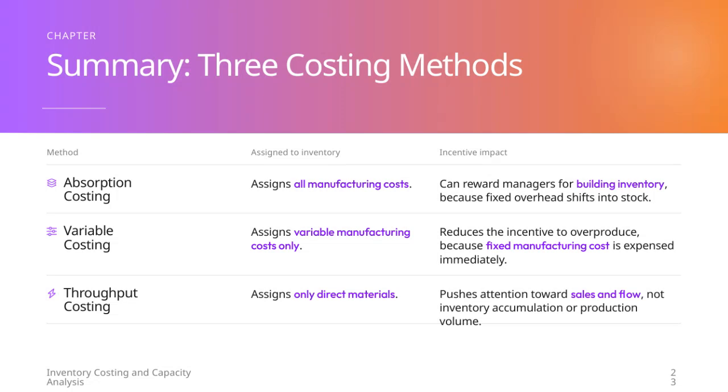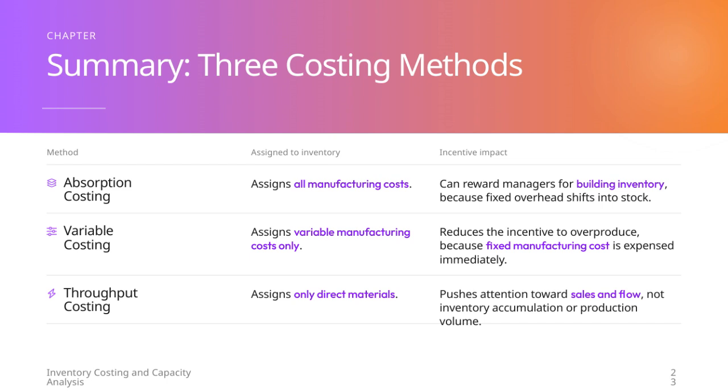Now, let's summarize the 3 costing methods we've discussed. First, absorption costing assigns all manufacturing costs to inventory, including both variable and fixed overhead. This method can sometimes encourage managers to build up inventory since fixed overhead becomes part of the stock value. Next, variable costing only assigns variable manufacturing costs to inventory. This approach discourages overproduction because fixed manufacturing costs are expensed right away rather than being deferred in inventory.